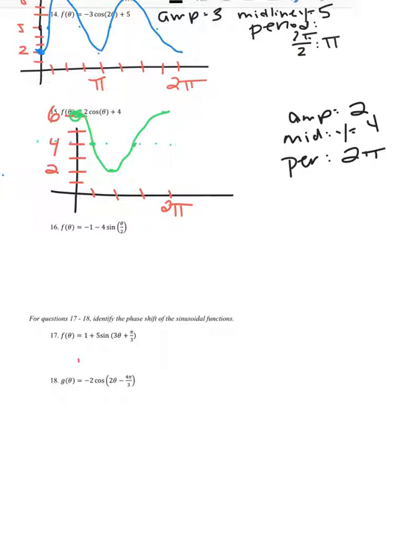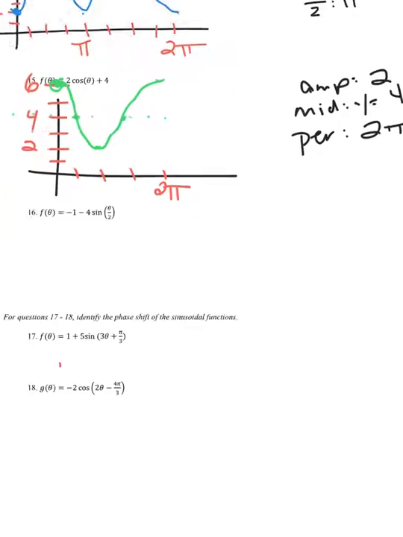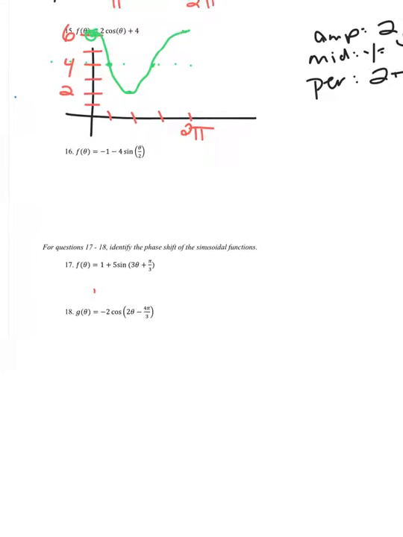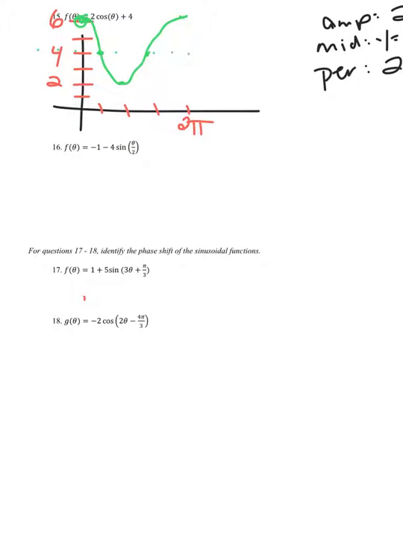And then for number 16, so 16 is a little bit different because we have theta divided by 2. That's the same thing as 1/2 times theta. So don't let that bother you at all. So when I find my three pieces of information, my amplitude here is 4. My midline is y equals -1.